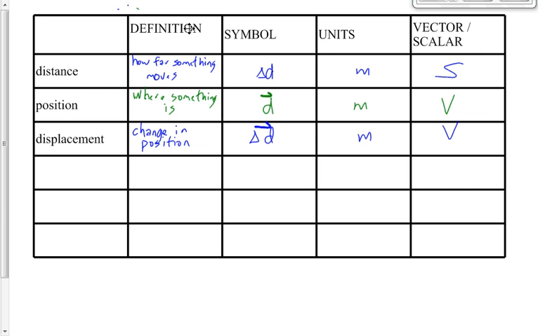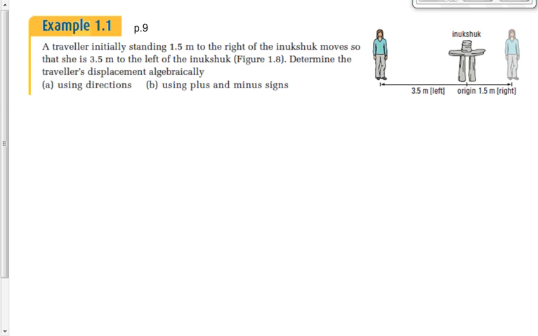All right, let's do an example here out of your textbook. First one, page 9. If you have your textbook downloaded, you can open it up and see a little bit of a more clear image of this, or otherwise you can just look on the board here. Example 1.1 says a traveler initially standing 1.5 meters to the right of the Inukshuk. So this guy is 1.5 meters to the right of the Inukshuk. That's where he starts, or she, I should say. She moves so that now she's 3.5 meters to the left of the Inukshuk.